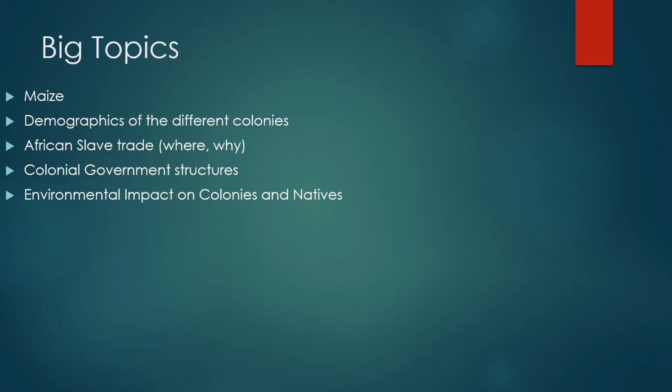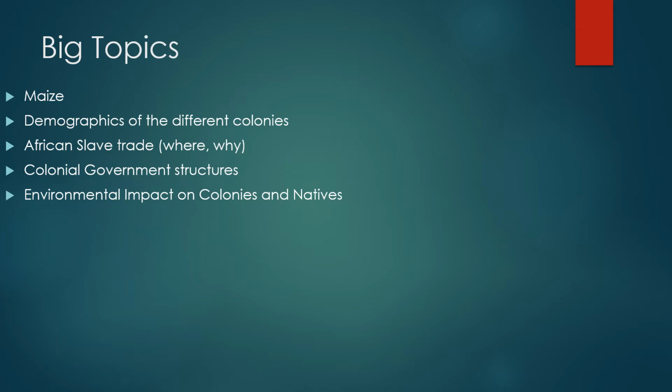And then the final thing, and I would say this is maybe the biggest question on your quiz, is what environmental impact was had on the colonies and Native Americans? If it was hot, how did that change what European colonies looked like? Or how did that change what Native American societies looked like? What structures were built by Native Americans to deal with that hot weather?